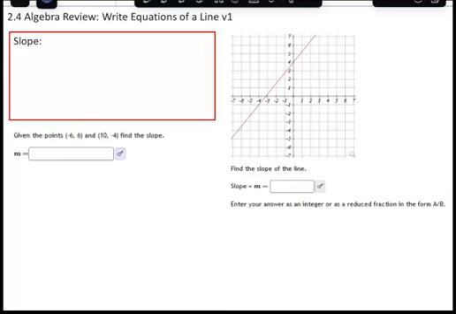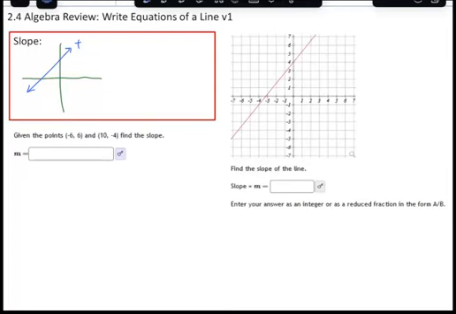The first thing leading up to working with the equations of a line is to be able to calculate and identify slope. The slope of a line has one of four tendencies. One is the slope goes up and to the right. If that's the case, it's going to be a positive slope.